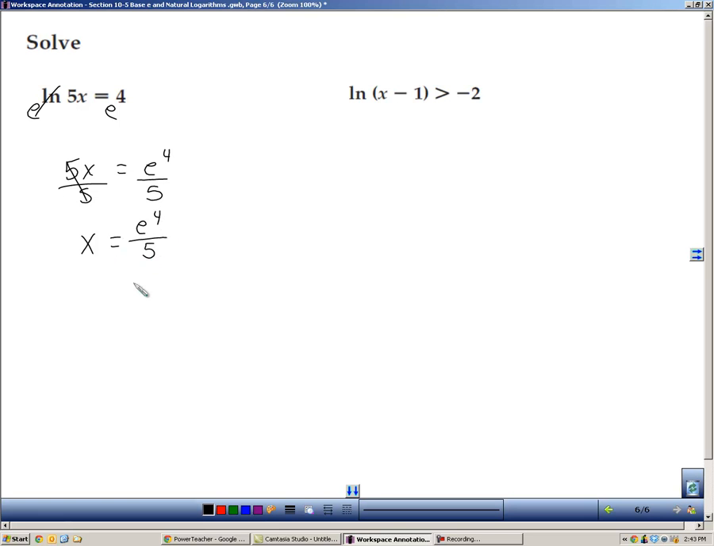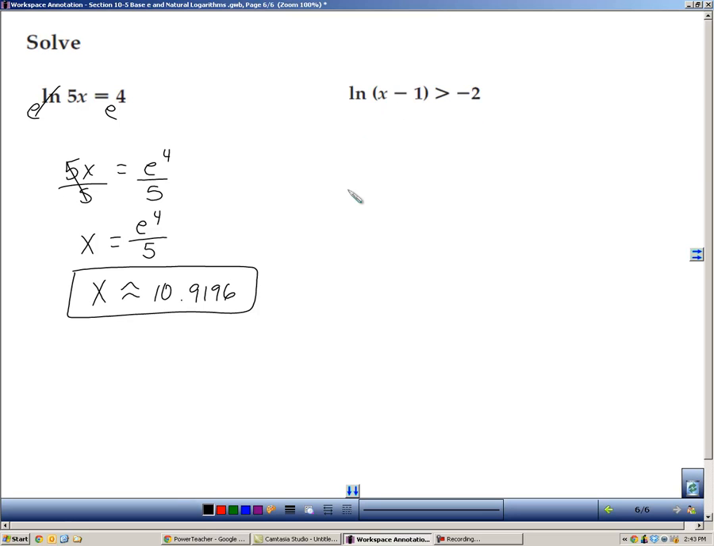That's a calculator problem. I could just type in whatever e to the 4th power is, divide that by 5, and I'm going to get an approximate answer of 10.9196. So notice how the e cancels off the natural log.